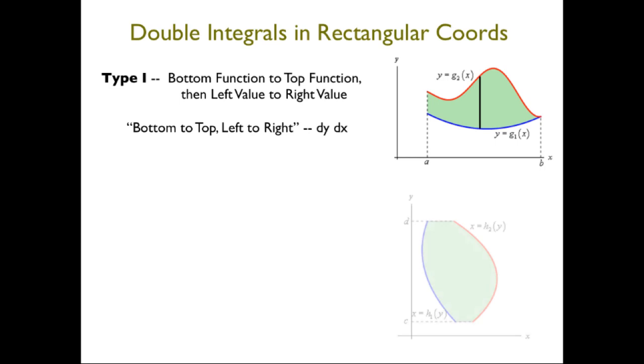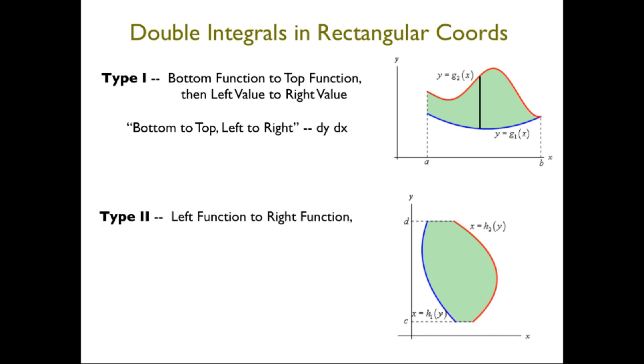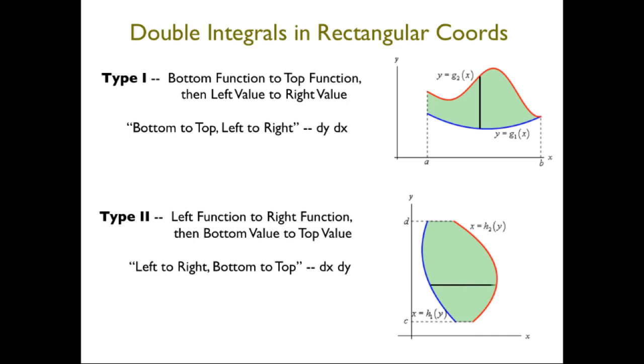Okay, then type 2 would be something like this. Type 2 is a left function, x as a function of y, to a right function, and then a bottom y value to a top y value. So the mantra here is left to right, bottom to top. Left to right means a typical strip. Everyone watch. Any typical strip like that, anywhere. That's our left to right.